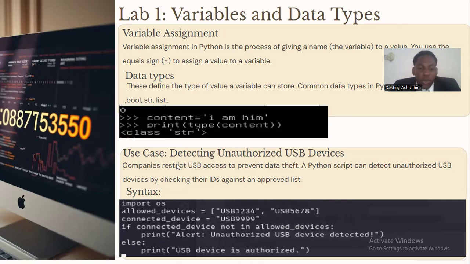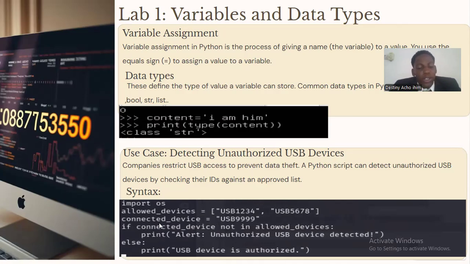In order to do this, we are creating a scenario where there is a list of devices that are allowed, and then there is a variable called connected device, which is the device that is connected. So in this scenario, this is the list of devices that are allowed, and this is the device that is connected. If connected device not in allowed devices, allowed devices is obviously the name of the list of devices that are allowed. Connected device is the name of the device that is connected, like so.